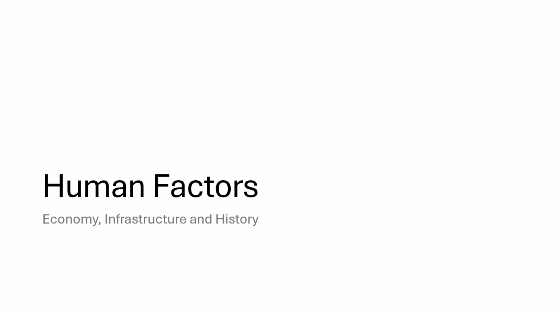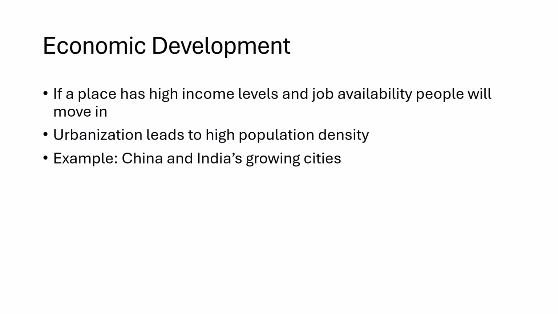Now let's turn to the human factors which affect population distribution. These include the economy, infrastructure, and history. Areas with thriving economies attract higher population densities. For example, urban centers like Tokyo and New York are hubs of trade, commerce, and industry, which provide job opportunities and better living standards, so more people are likely to move there. The rise of manufacturing zones and service industries also encourages rural to urban migration, as seen in countries like China and India, where booming cities like Mumbai and Shanghai have quite dense populations as people have moved from the rural areas to there due to the job opportunities.